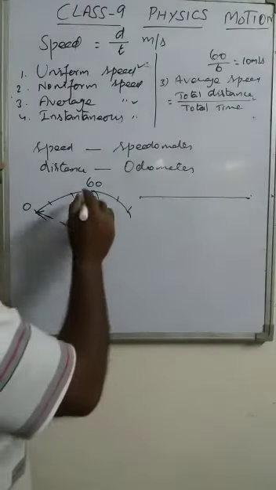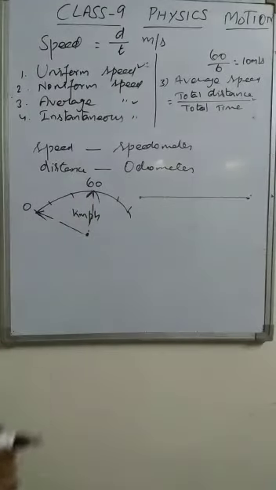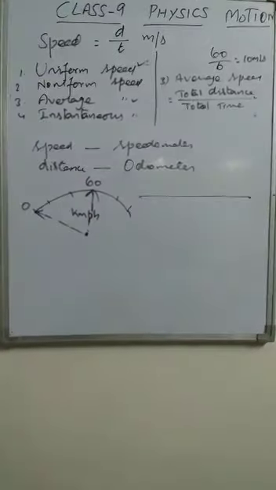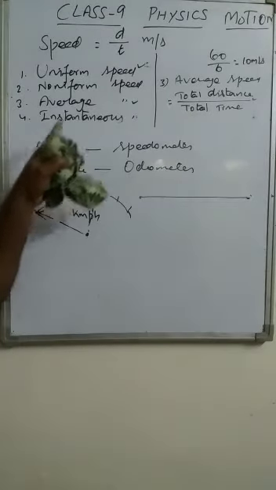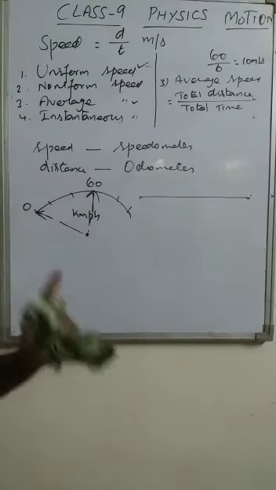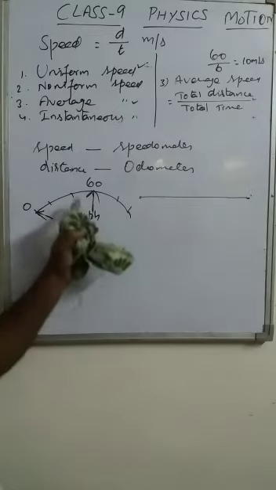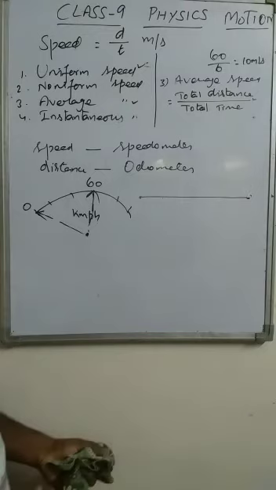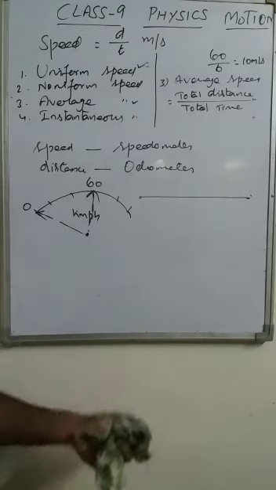And at any particular instant, it shows some value, and that value is the instantaneous speed. At any particular moment, it shows 60. That is the instantaneous speed of this vehicle, that is 60 km per hour. Then we will see about the types of velocity.